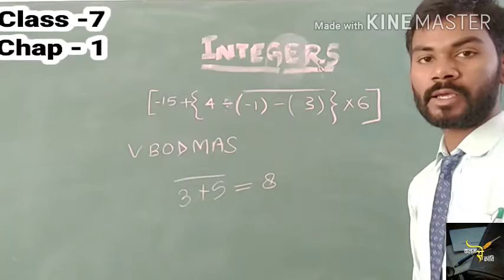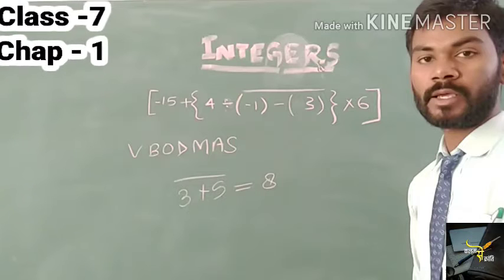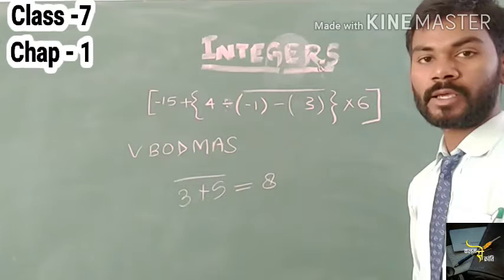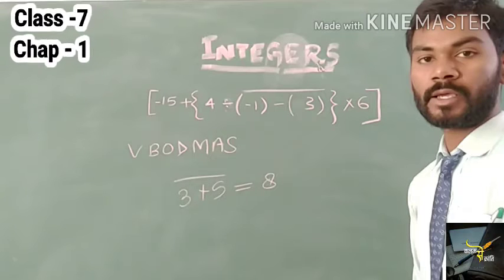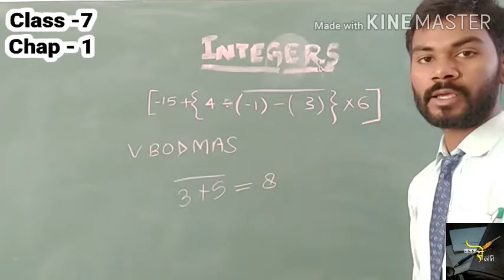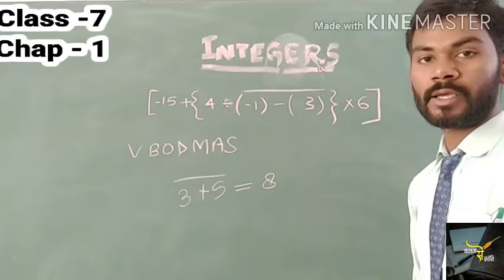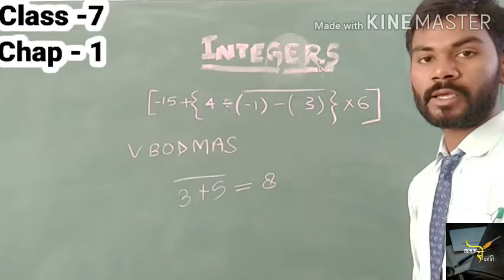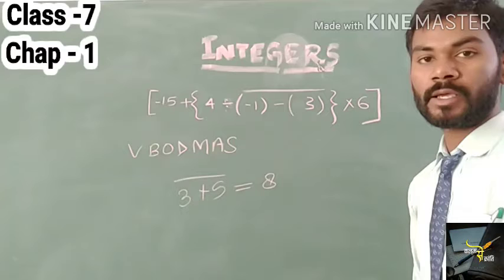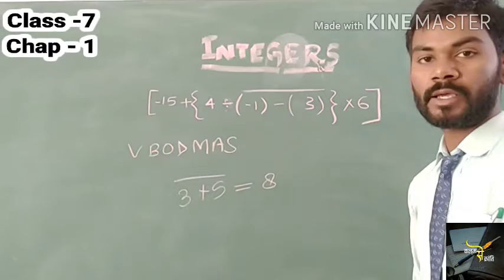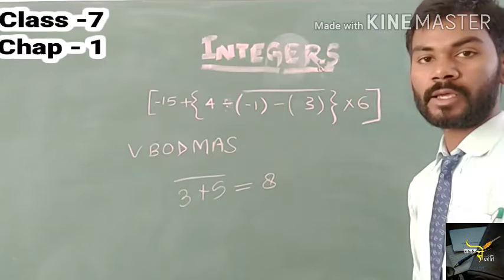The solution is slightly lengthy, but I don't think there is any doubt in this solution. By the way, let us see the solution once again. I will explain rapidly. I hope that you will get it. The question is given as minus 15 plus 4 divided over minus 1 minus 3 bar, multiplied by 6. This is the given question.